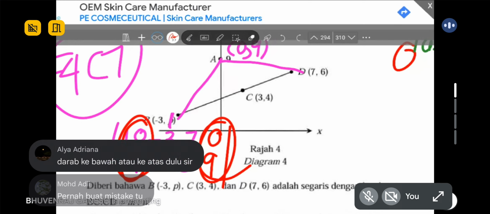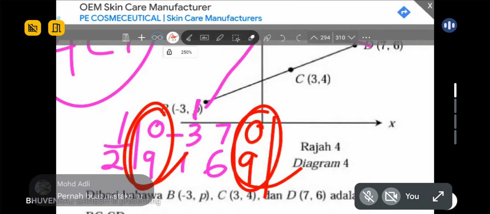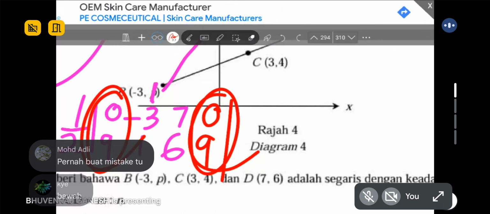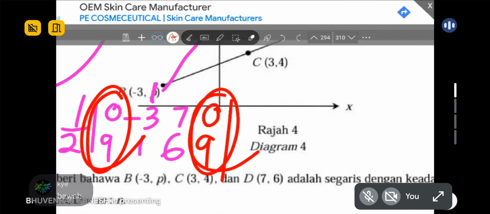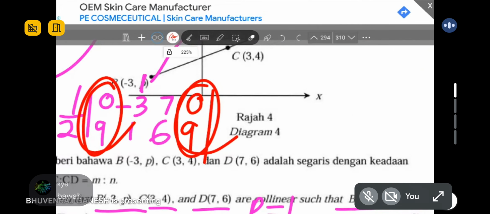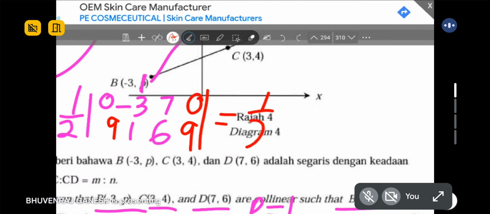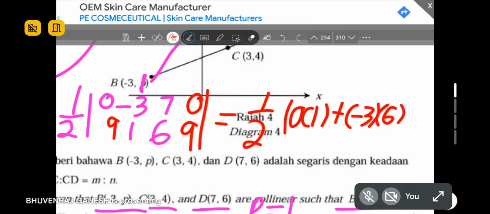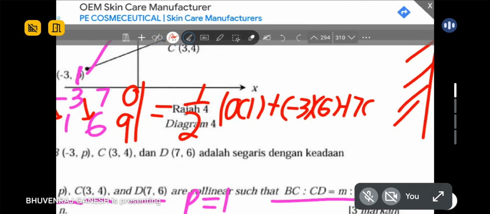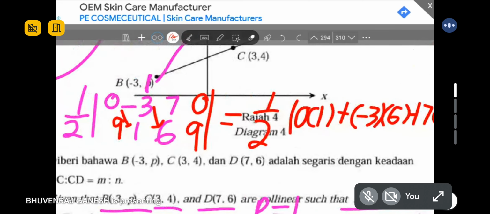Alright? Darab ke bawah atau ke atas? Bawah dulu. Atas ke bawah. Lepas tu tolak bawah ke atas. Faham? So konsep dia macam ni. Let me show you an example. So you get half. You take 0 times 1 plus negative 3 times 6. Can you see the pattern, guys? Nampak tak? 7 times 9. Macam ni. And then opposite.